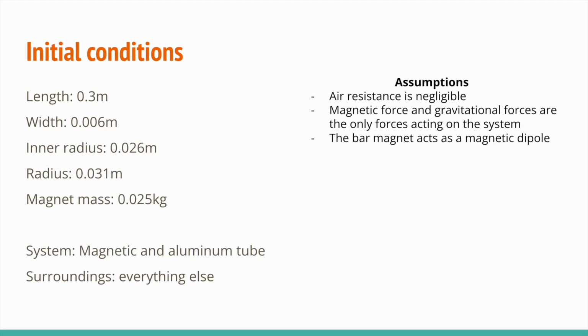Some of the initial conditions here are that the length of the aluminum foil was 0.3 meters, its width was 0.006 meters, inner radius 0.026 meters, radius 0.031 meters, and the mass was 0.025 kilograms. The system was a bar magnet in the aluminum tube, and the surroundings were everything else. Some assumptions that I made were that air resistance is negligible, the magnetic force and gravitational forces are the only forces acting on the system, and the bar magnet acts as a magnetic dipole.